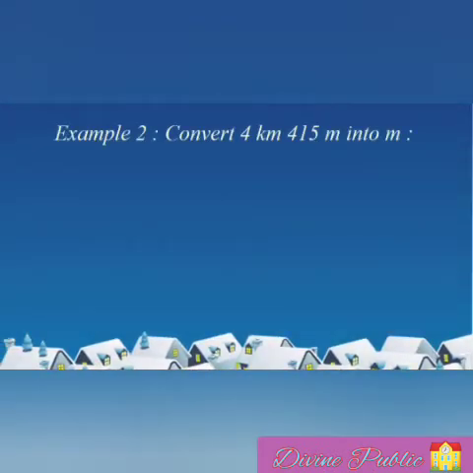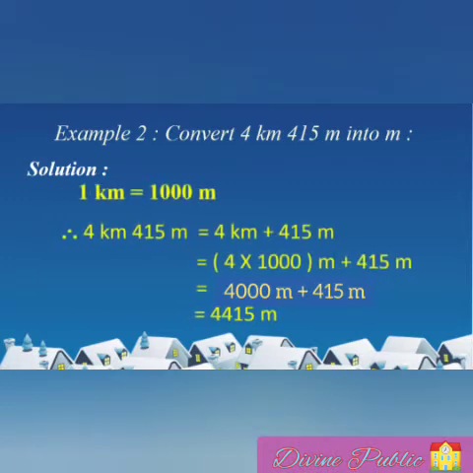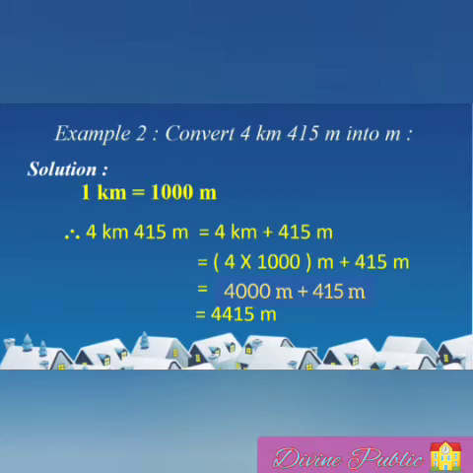Let us see the example 2. Convert 4 kilometer 415 meter into meter. Let us see the solution. We know very well that 1 kilometer is equal to 1000 meter. Therefore, 4 kilometer 415 meter is equal to 4 kilometer plus 415 meter. Now we will convert 4 kilometer into meter. Therefore, 4 into 1000 meter plus 415 meter. When we add 4000 meter plus 415 meter, that will be 4415 meter.